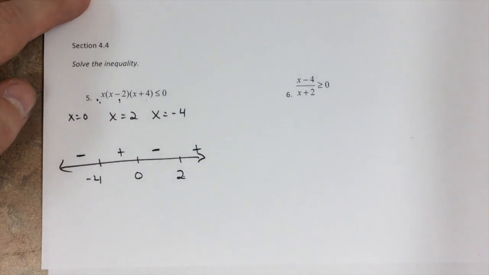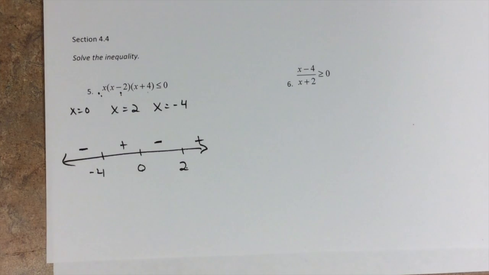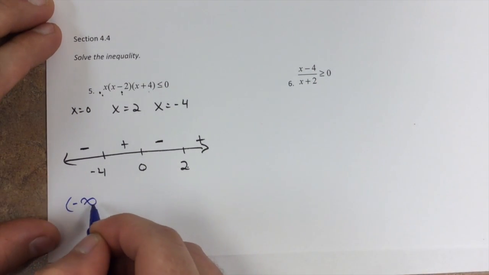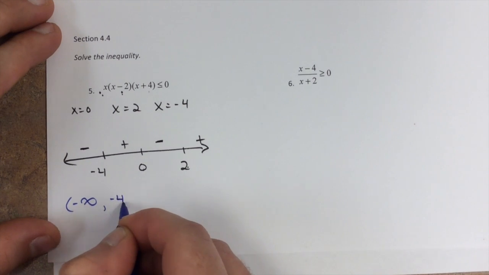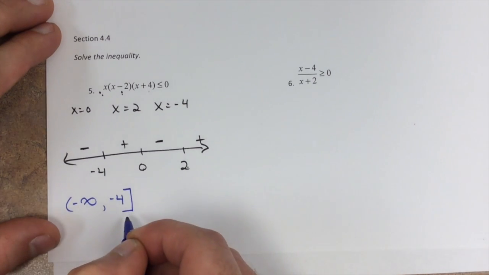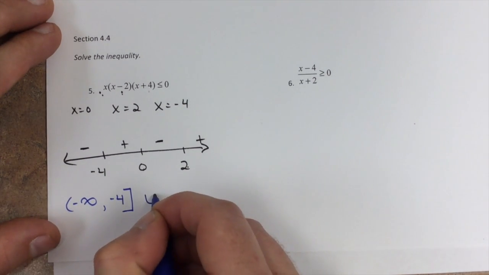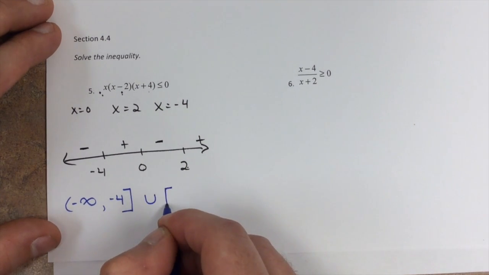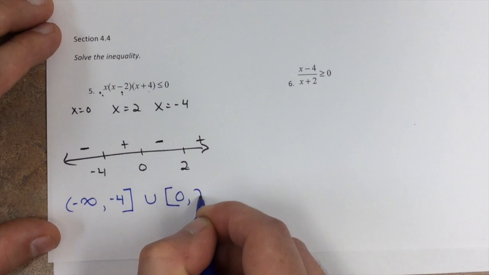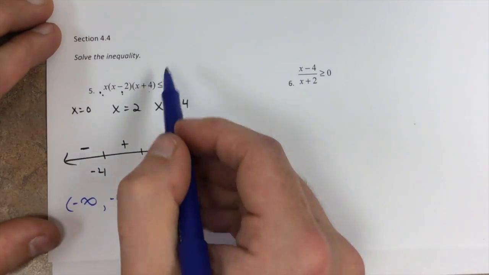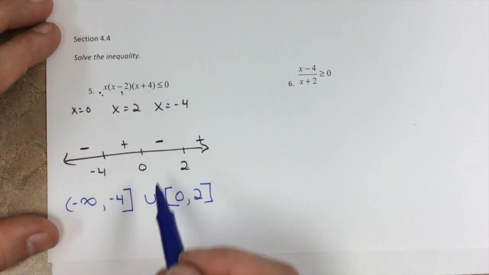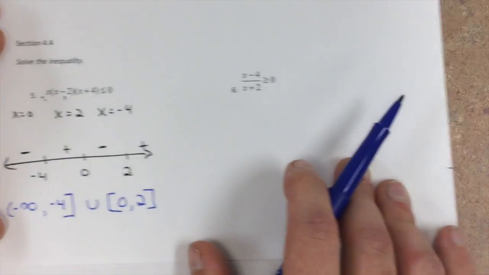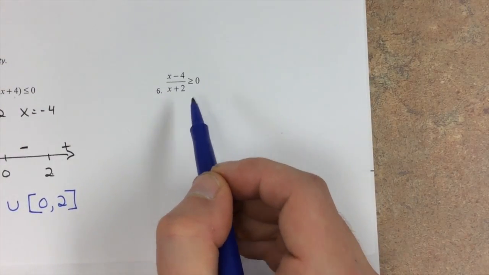So my solution should be written in interval notation. So my solution should be from -∞ to -4, and we're including -4, so we write a bracket. Union, we're including 0 and we're including 2. So we write bracket 0, 2, bracket. If this was a less than sign, we would be using parentheses. Next up, last question.